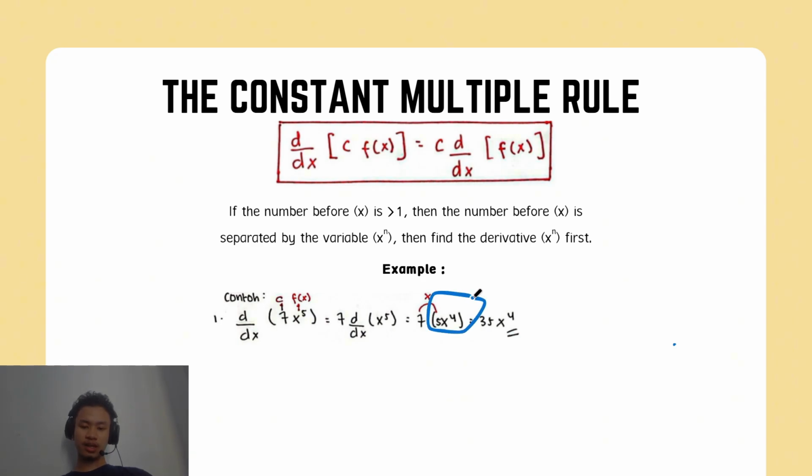Then we multiply this by the 7, giving us 7 times 5x to the power of 4, which is 35x to the power of 4.